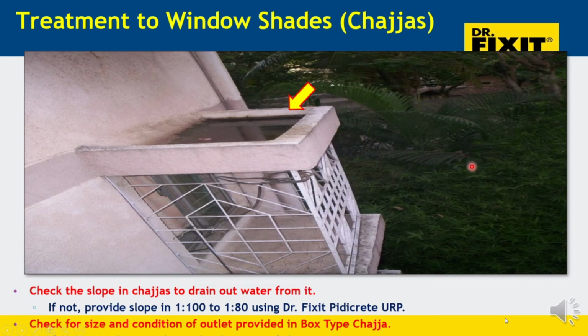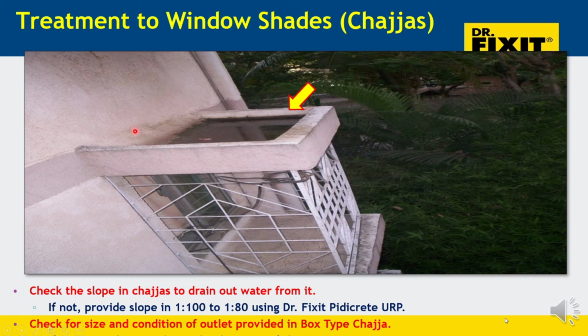How to follow the treatment of window shades and chhajjas. Look at this picture. Here you find that water is stored due to there being no proper drainage system, so here you will find the leakages. Clean this chhajja drain outlet properly and remove this water. If there is a hole, clean it and make a proper clean drainage so that whenever the rain comes, the water can pass through that hole.